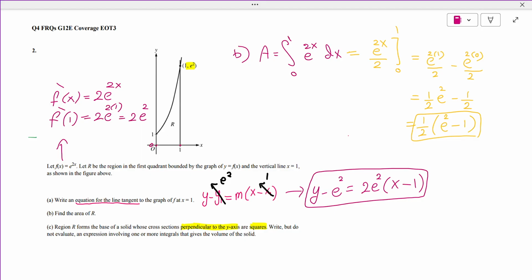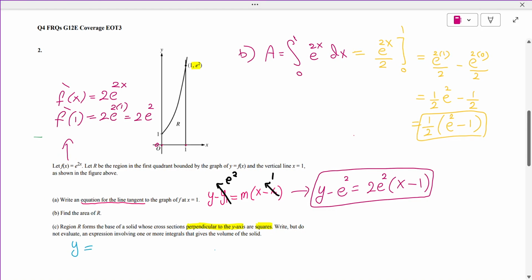First of all, because this is perpendicular to the y-axis, we must isolate x. So let's look at the given function. Let's replace f of x with y. We get y equals e to the power of 2x. You take ln of both sides. What's going to happen? We've got ln of y equals 2x. We will divide by 2. That means x equals 1 over 2 ln of y.